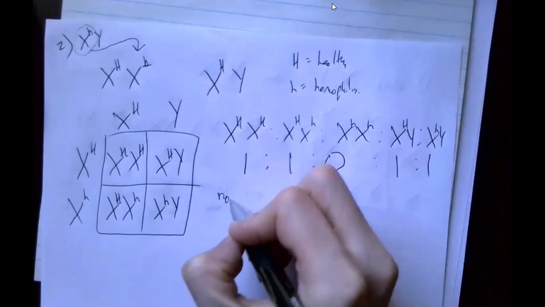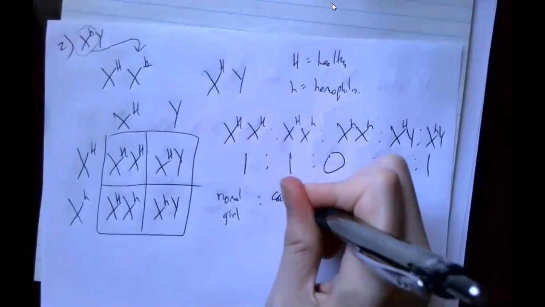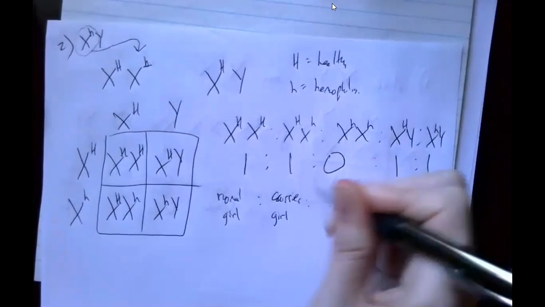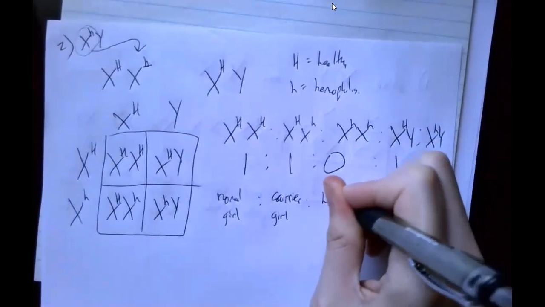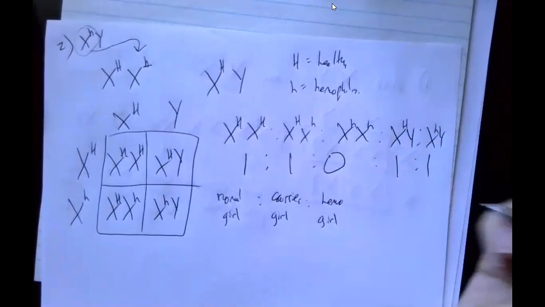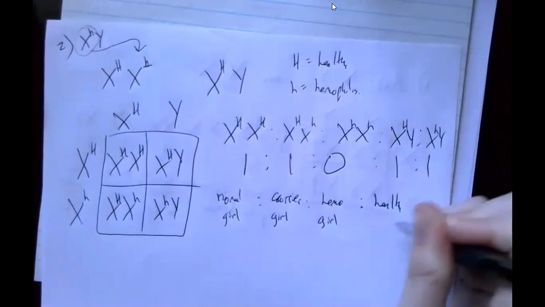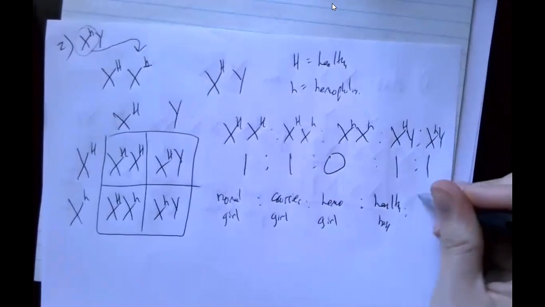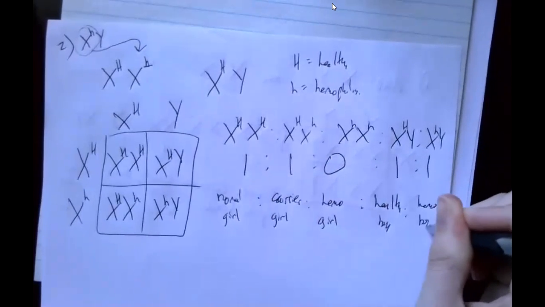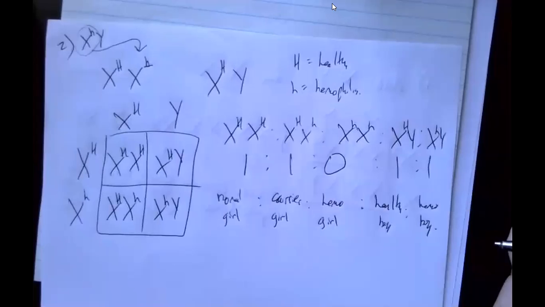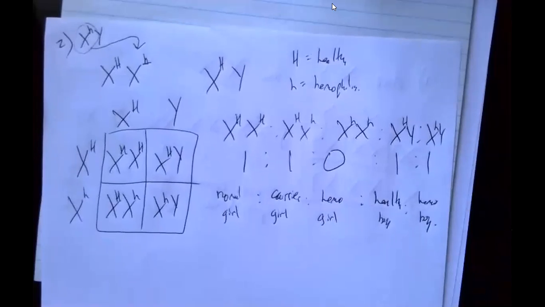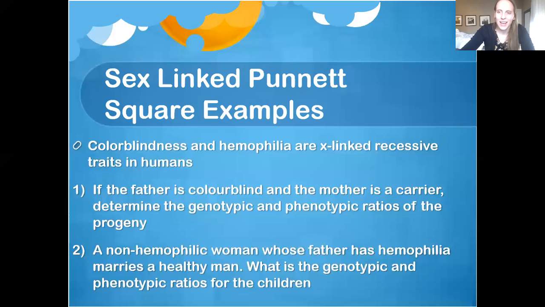Which means as far as phenotype goes, we've got a normal healthy girl, we have a carrier girl, we have no hemophiliac girls, who I'm calling a hemo girl for short, and then we have 1 healthy boy and 1 hemophiliac boy. Okay, so that's it. That's the answer you should have. Okay, so that's how you do a sex-linked Punnett square.